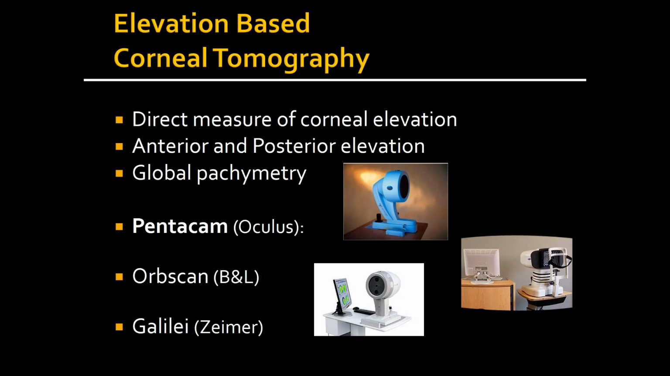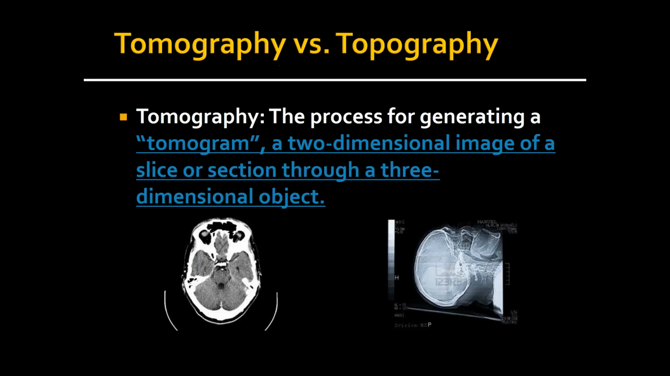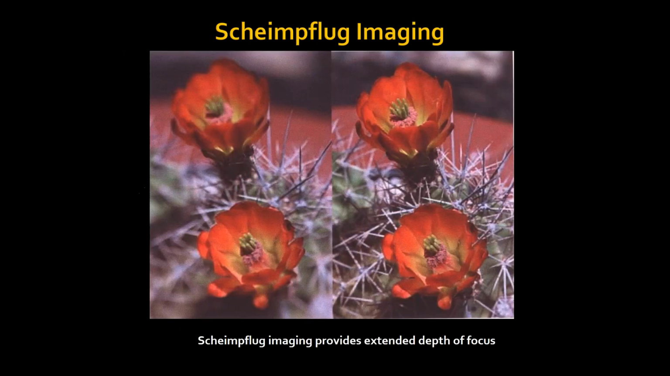So if Placido has limitations, then what is the next step or better? In my opinion, the next better step is having the elevation measurements. So whenever you have Placido topography that shows an abnormality, you certainly should refer them for an elevation-based topography. In the United States, there are 3 basic machines out there that perform this analysis: the Pentacam by Oculus, the OrbScan by Bausch & Lomb, and the Galilei by Ziemer. All these machines perform what we call a tomography, and the difference is that a tomography is a 2-dimensional image or a slice through a 3-dimensional object, so it gives us a little bit different view.